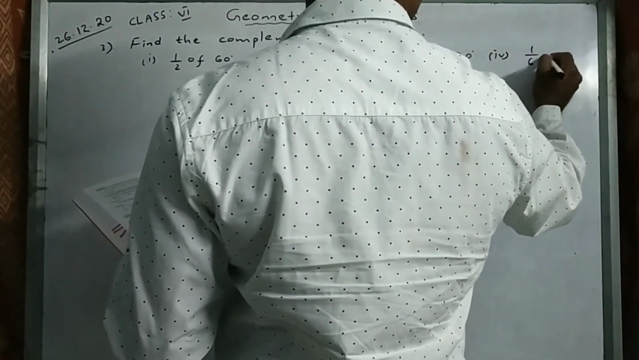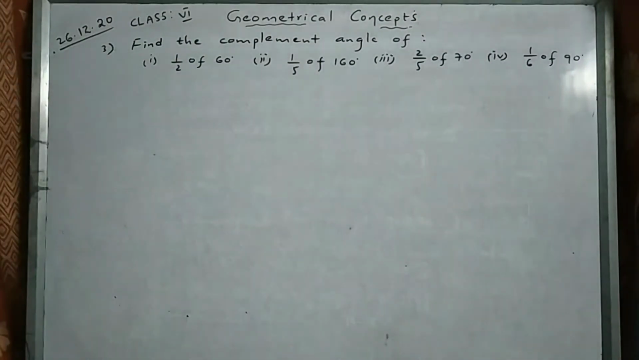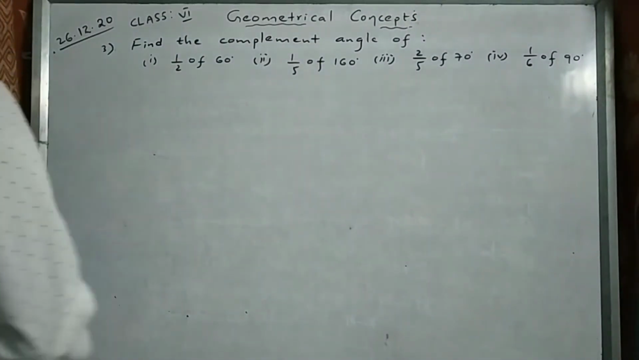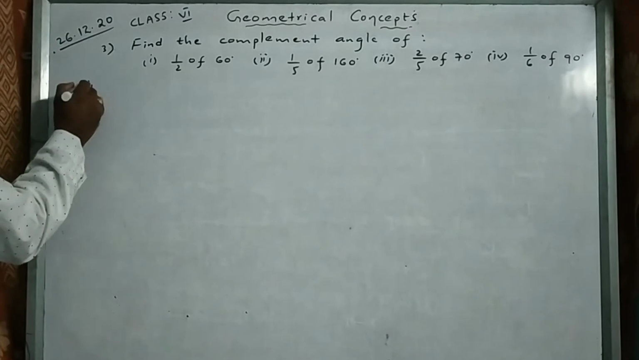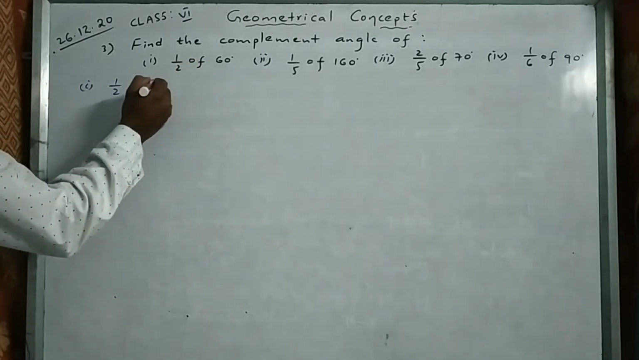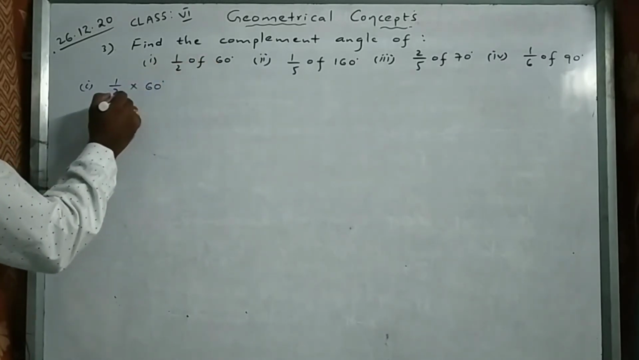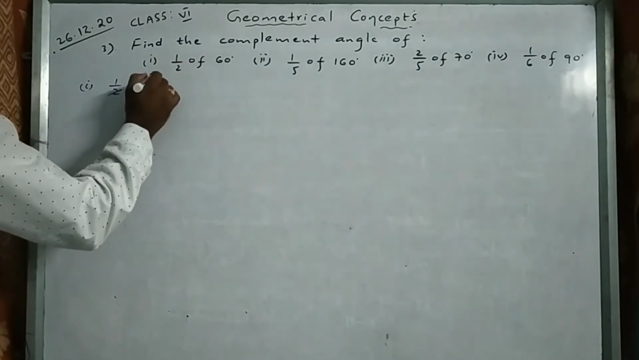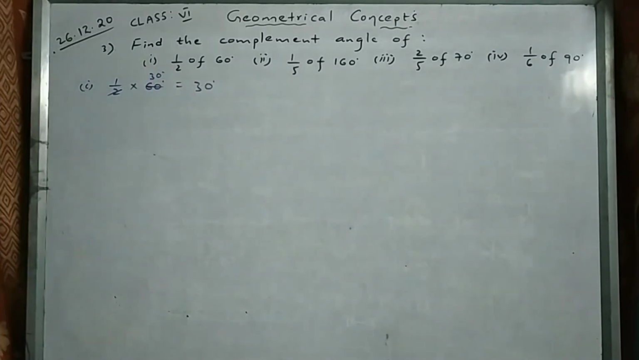Let us find this: 1/6 of 90 degrees. First question: 1 by 2, half means multiplication, of 60 degrees. So 2 ones, 2 30s. So 30 degrees is the given angle.